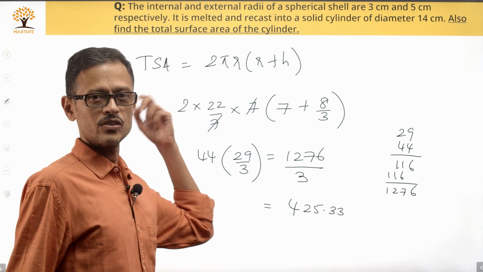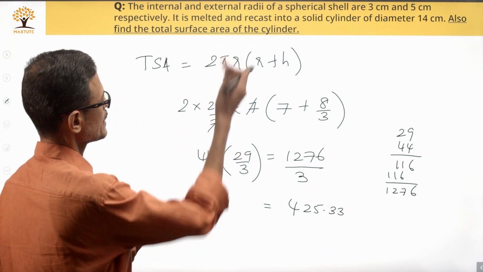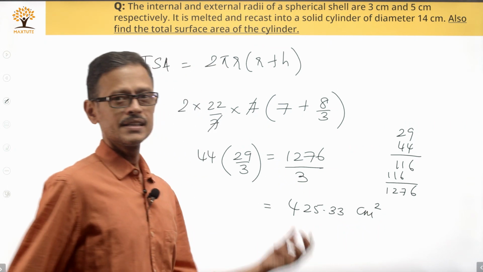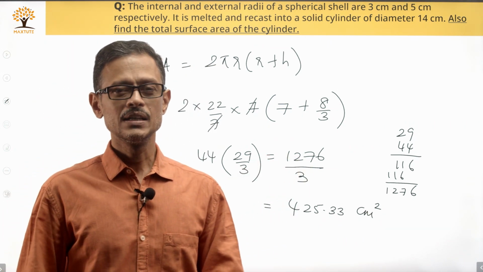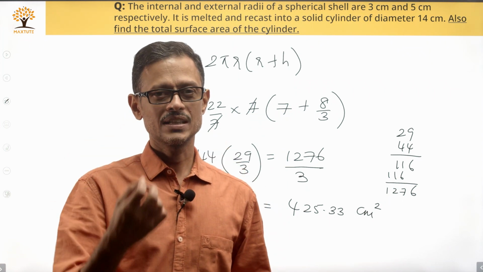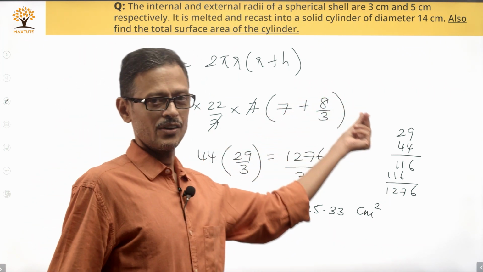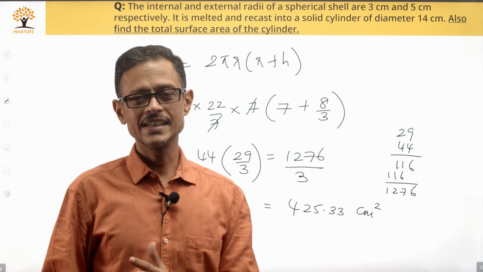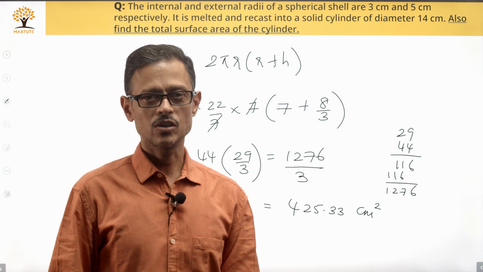This is surface area, so it's going to be a square of a unit. What unit? Centimeters. So 425.33 centimeters square is the total surface area of the cylinder. So this is again a very easy question. Yes, it entailed quite a few steps, and the numbers that we got as answers were not whole numbers, they were fractions. To that extent, it's a little bit tedious, but not difficult in terms of concept.